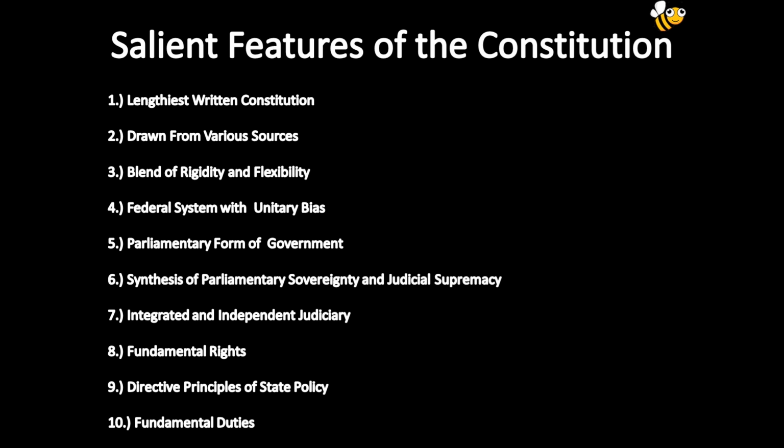So from these we have different features. The first of all is the lengthiest written constitution. So why is it the lengthiest constitution? Because it is the most comprehensive, elaborated and detailed document. In 1949, when the constitution was made, it consisted of the preamble, 395 articles, which were divided into 22 parts and 8 schedules.